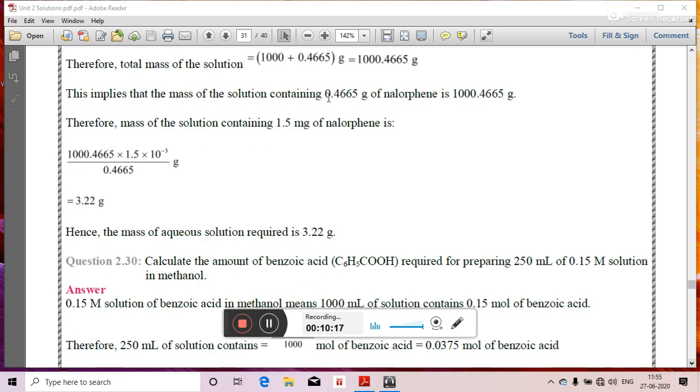This implies that the mass of the solution containing 0.4665 gram of nalorphine is 1000.4665 gram. Therefore, the mass of solution containing 1.5 milligram of nalorphine will be, so we have to do cross multiplication, 1.5 into 10 raised to minus 3 multiplied by 1000.4665 divided by 0.4665. So our final answer will be 3.22 gram. Hence the mass of aqueous solution required is 3.22 gram.